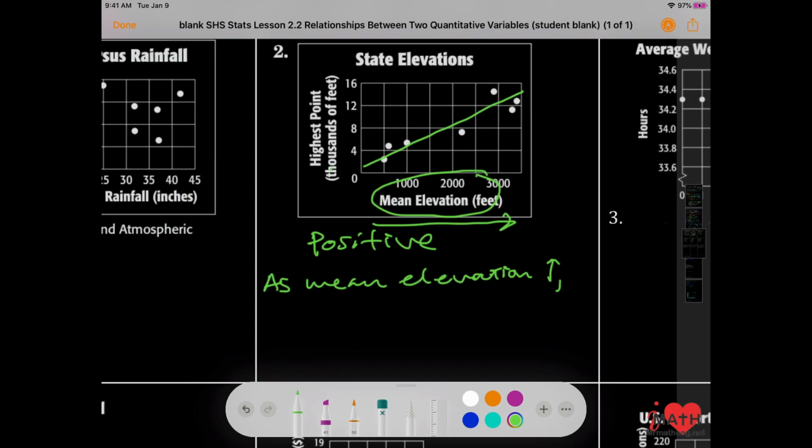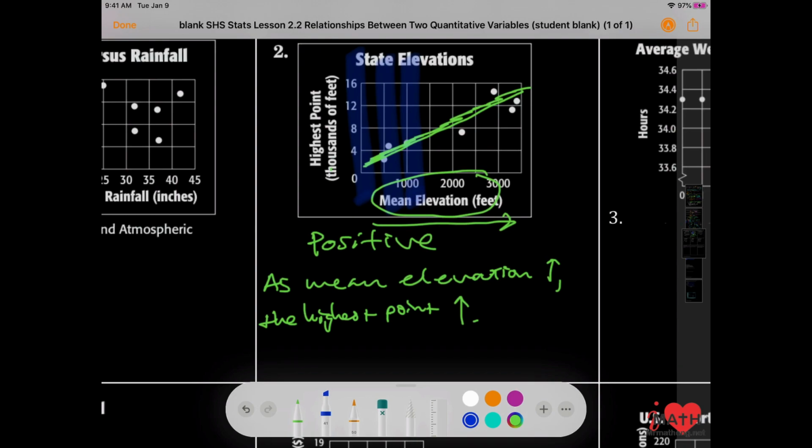The data is going, as you go to the left, the data is going what? Up. So the highest point, so we're talking about mountains and different parks, the highest point also increases. Okay, so again, think of it as like a timeline. Let me see if I can show you in a different way. As you're going from left to right, what's happening to our numbers? Are they going up or down?